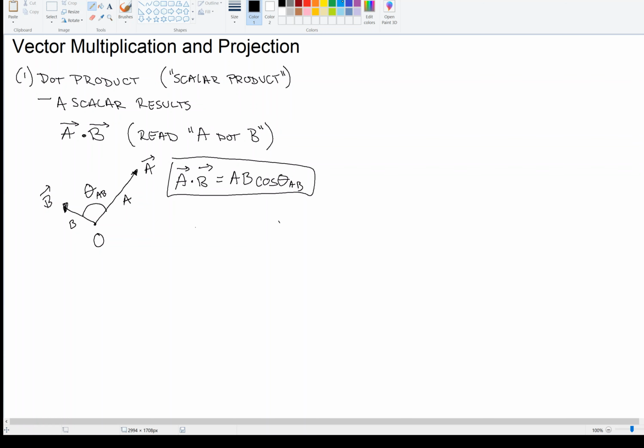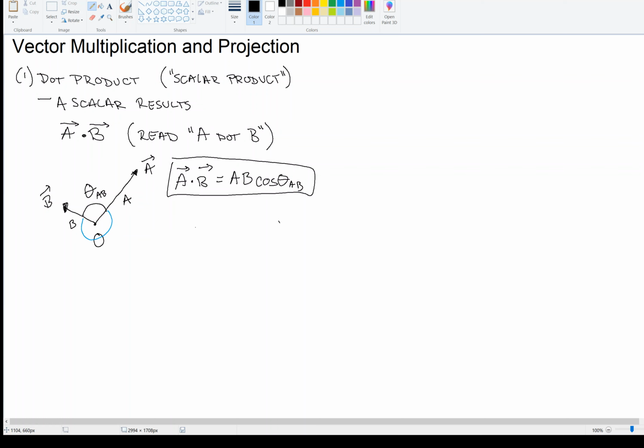Just a small caveat or a small note, there are actually two angles that separate A and B. There's this bigger one too, right? They add up to 360 degrees. So the angle in this equation is the smaller of those two. It's less than or equal to 180 degrees. And this works in 2 dimensions, 3 dimensions, or higher. Okay, now mathematically, this is the geometric interpretation. Mathematically, it's defined as the sum of the products of each of the corresponding components.